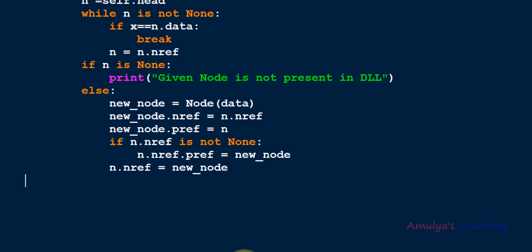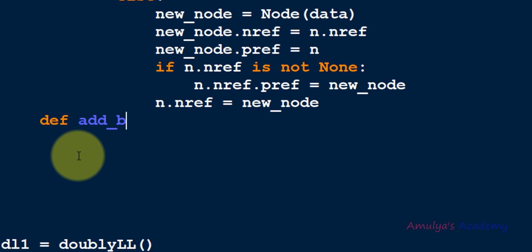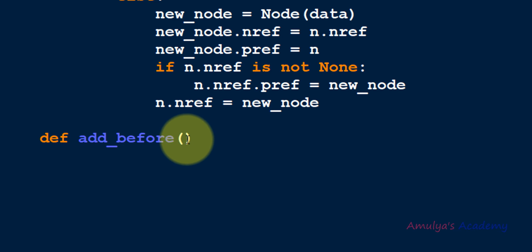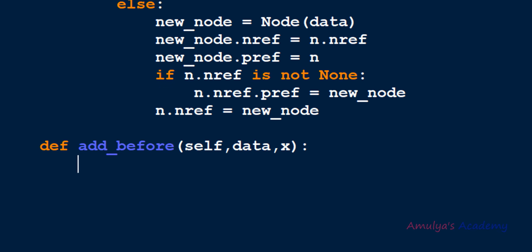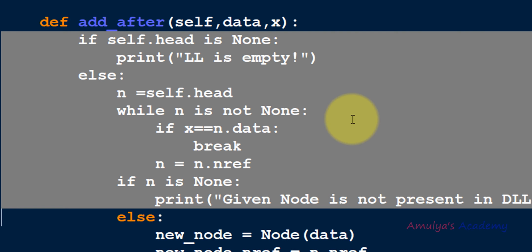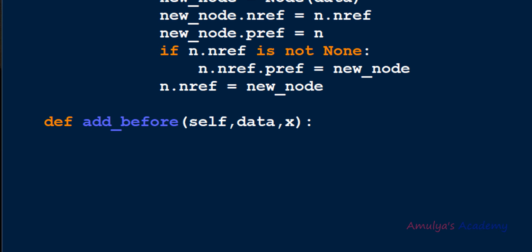Next, let's write the method for add before. I'll take the method name as add before, and here I'll take self, data and x, same parameters. And also here, let's copy this till here. The steps are the same, right? We need to find out whether the linked list is empty.